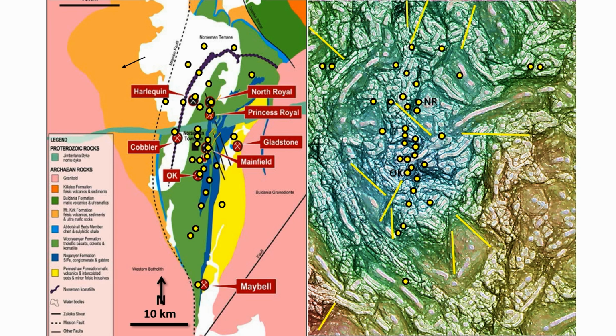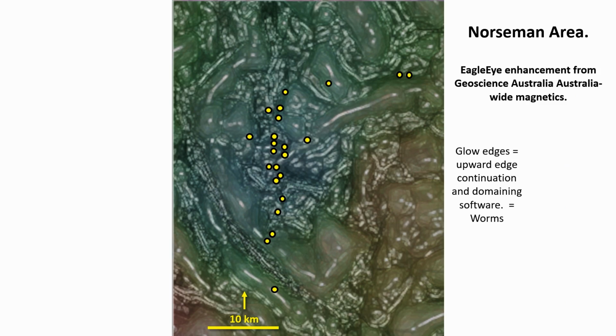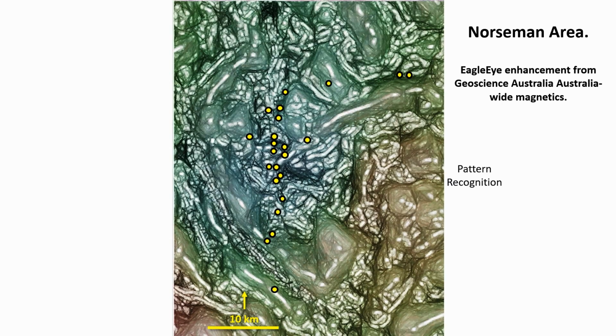You can start to see lots and lots of structures here. Now these structures are fractal, from effectively the Australian-wide image, the very first lot that I got, right down to the local scale. There we go down again to the Norseman area, and we start to enhance it again with glow edges, pattern recognition. Now we're starting to see what I know are the lode structures.